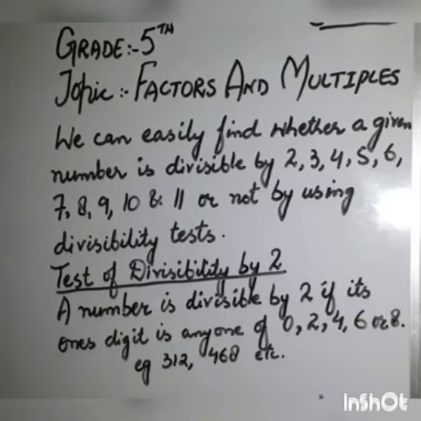Now, if we take suppose 3, 5, 7. This number is having 7 at one's place. So it means this number is not divisible by 2. Clear?